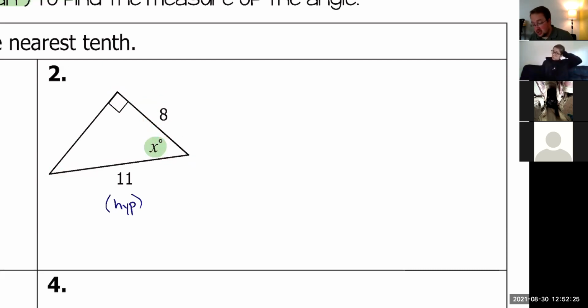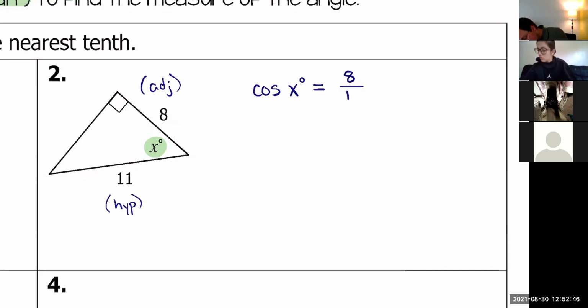So that is going to change. It's not going to be sine this time. It's going to be cosine. So I set it up: cosine of the angle, which is x degrees, equals the ratio of cosine, which is the adjacent leg, in this case 8, over the hypotenuse, which is 11.